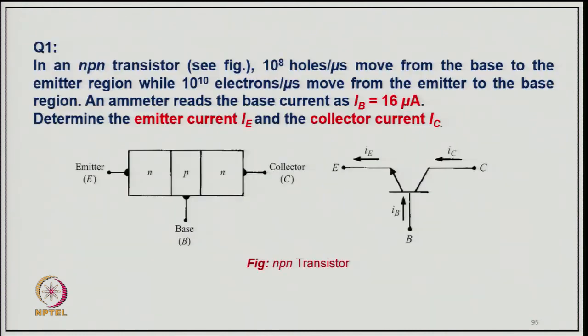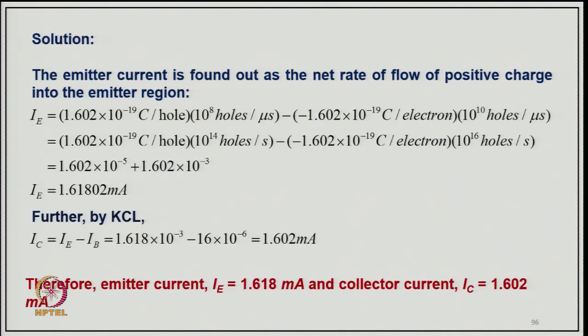Now, coming to numerical problems. First numerical: in an NPN transistor, 10 to the power 8 holes per microsecond move from the base to the emitter region, while 10 to the power 10 electrons move from the emitter to the base region, and the base current is IB equal to 16 microampere. Determine the emitter current and collector current in this configuration. So, we can say the emitter current is the majority carrier minus the minority carrier. Taking a reference and putting in the values, you get the emitter current equal to 1.618 milliampere, and further from KCL we can say IC equal to IE minus IB. Putting in the values, you get collector current 1.602 milliampere. Therefore, emitter current IE is 1.618 milliampere and collector current IC is 1.602 milliampere.